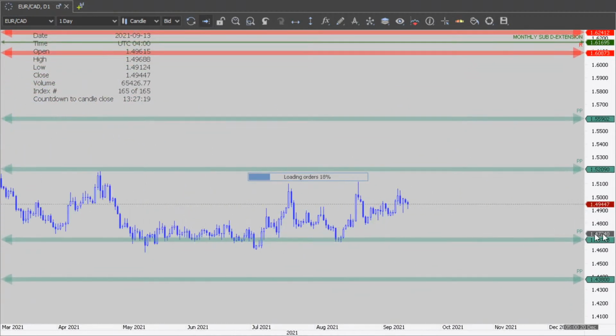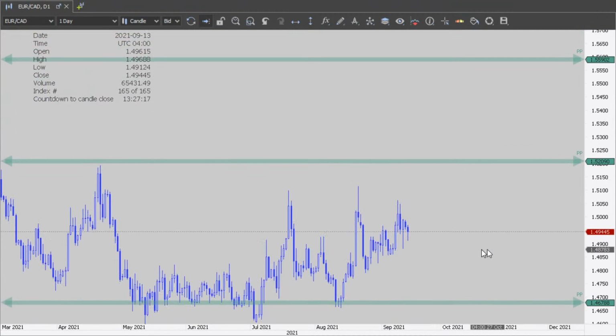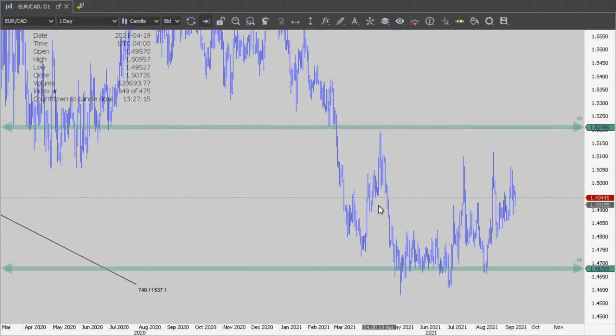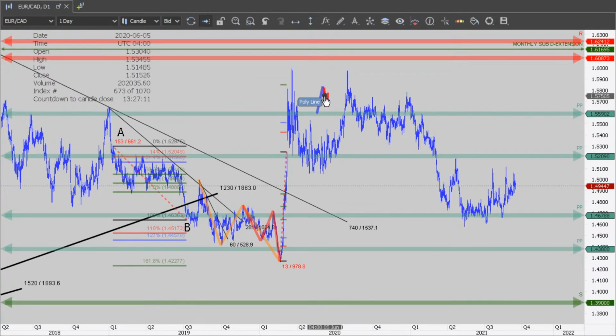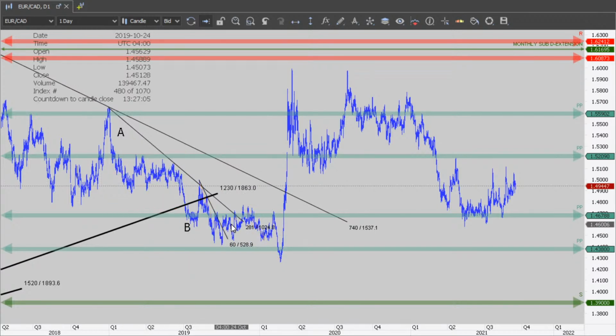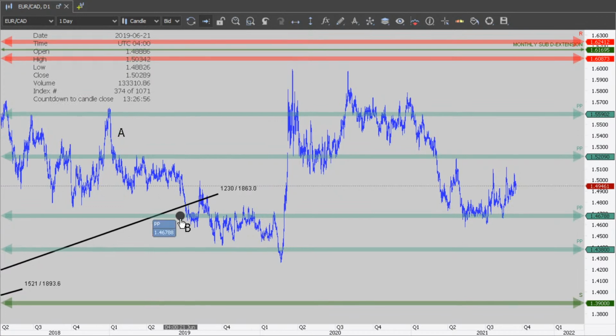EuroCAD, daily chart, everybody. How would you trade this one? Let's compress the chart. Delete, delete. Fibonacci is out. We are not there yet. Starting tomorrow, hopefully. Down trend line, not relevant. AB, out, out.